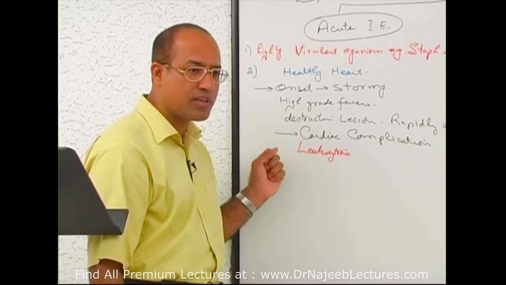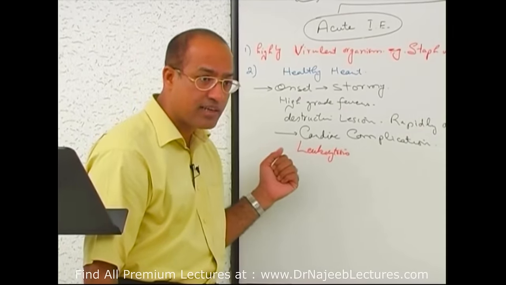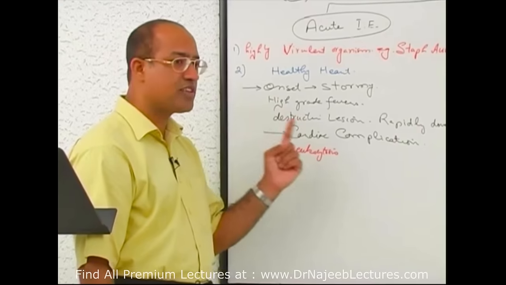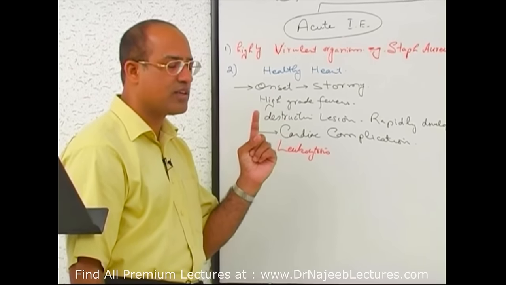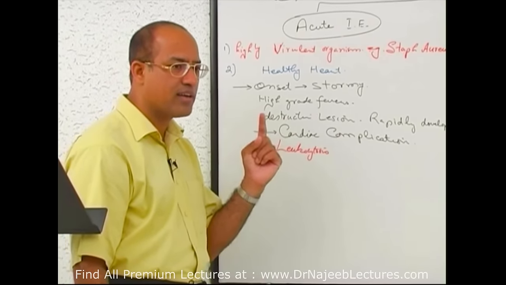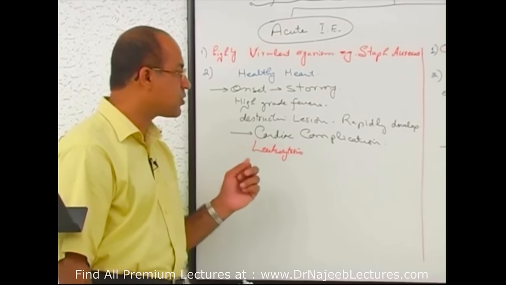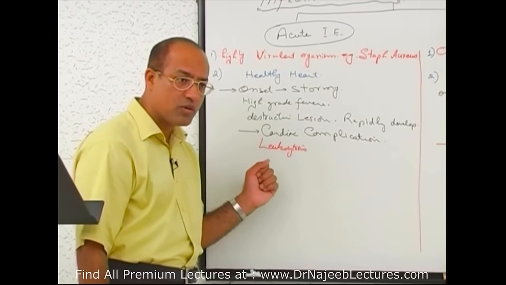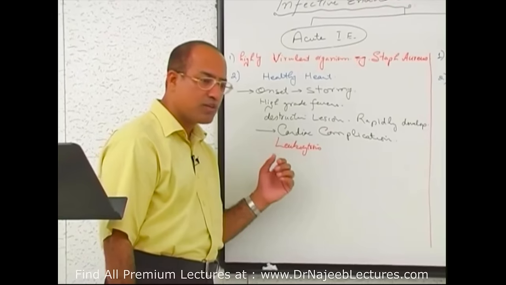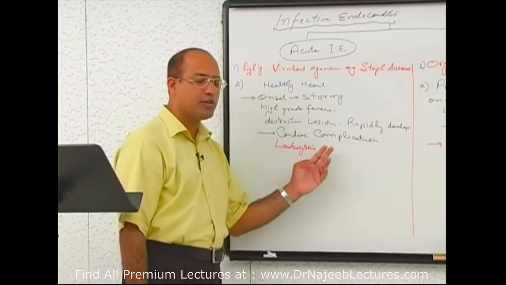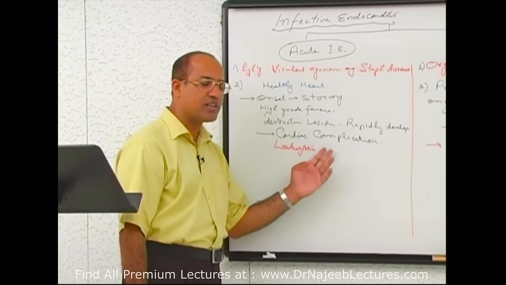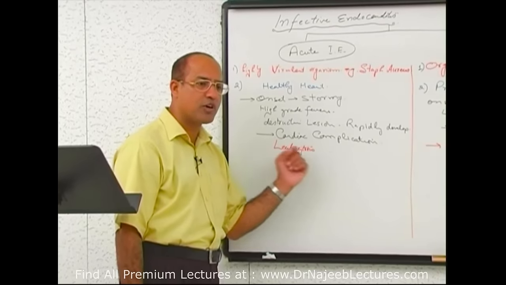New murmurs are developing, regurgitating lesions may develop, right? Infective endocarditis makes an abscess around, you can say, the aortic valvular ring, which may produce damage to the AV node or bundle of His. So heart blocks may develop. What I say is that complications develop rapidly within the heart. Due to that reason, the clinical presentation strongly points that there is something wrong with the heart.